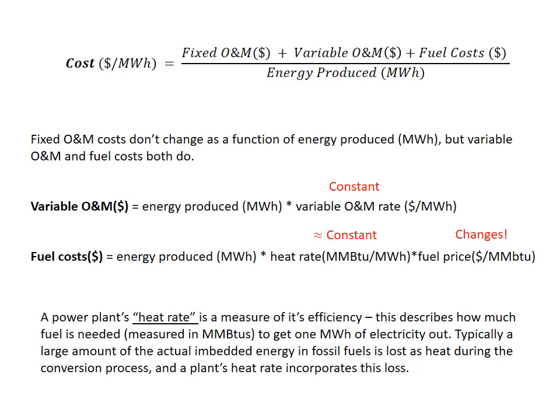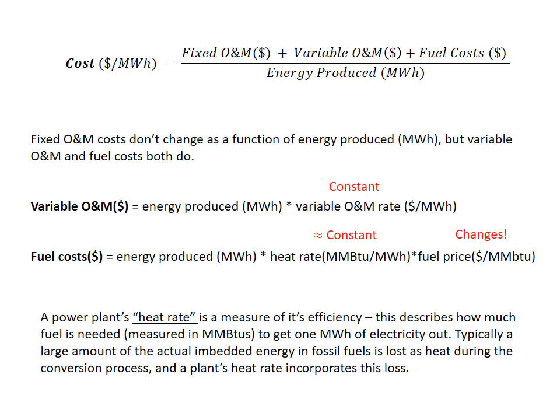So let's unpack this equation a little bit more. Again, we're talking about the operational cost of electricity, the dollar per megawatt hour amount. That does not include the mortgage or the annualized capital cost for the project. Fixed O&M costs don't change as a function of the amount of energy that's produced, but variable O&M and fuel costs do. Let's look especially at fuel cost here. Again, you would get fuel costs by multiplying the amount of electricity that's produced times the plant's heat rate times the fuel price.